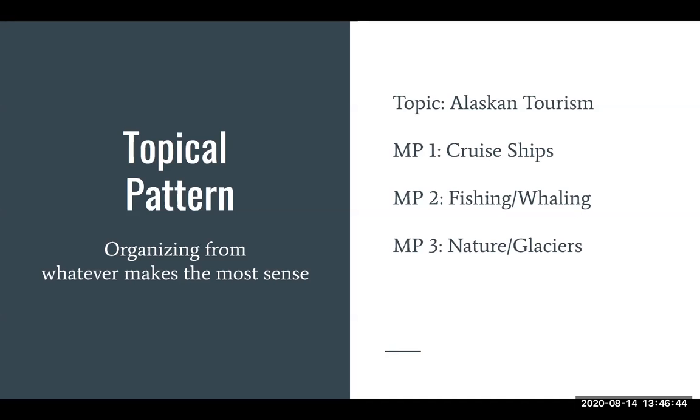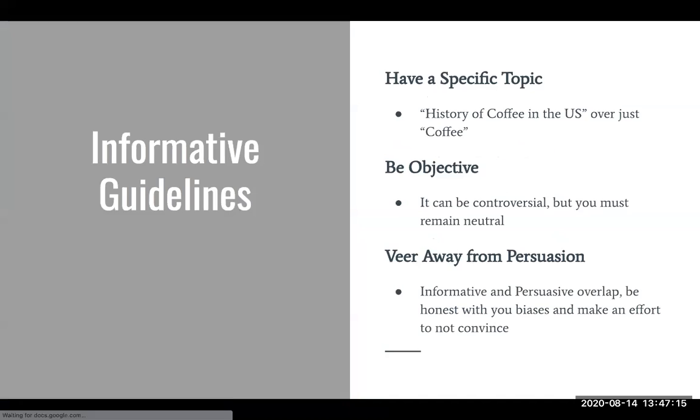And then lastly, maybe you want to talk about all of the nature, the hiking trails, the glaciers you might see. If we are talking about each of these main points abstractly or in general, so cruise ships in general, fishing in general, glaciers in general, it would be topical. If we talked about specific cruise ship ports, specific glaciers, we might want to think about spatial, but as long as we're keeping it in the general sense, topical would work fine for this topic. And so those are the 3 organizational patterns: chronological, spatial, and topical.